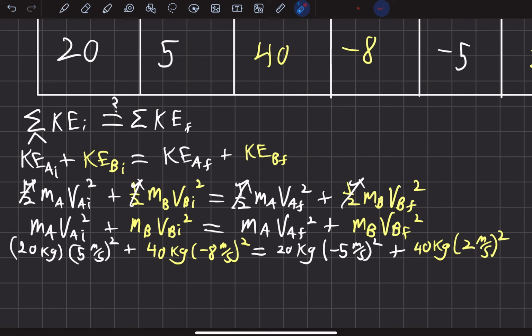But when you put a negative number into the velocity squared, you're squaring a negative number. And whenever you square a negative number, you're going to get a positive number as a result. This is another reason why you're never going to have a negative kinetic energy.